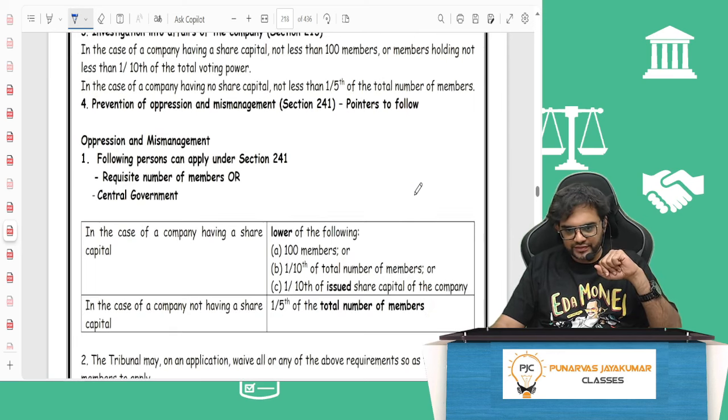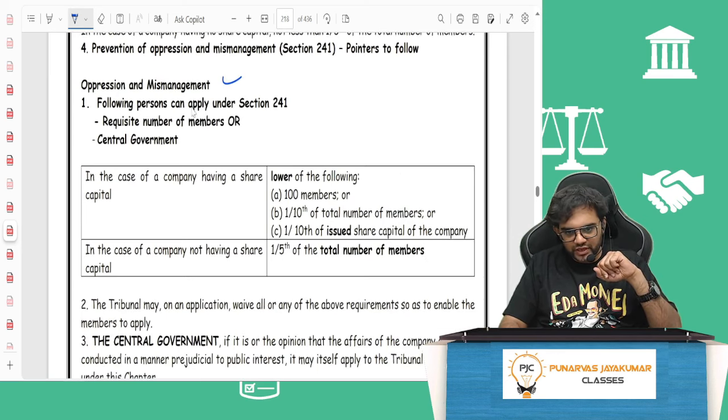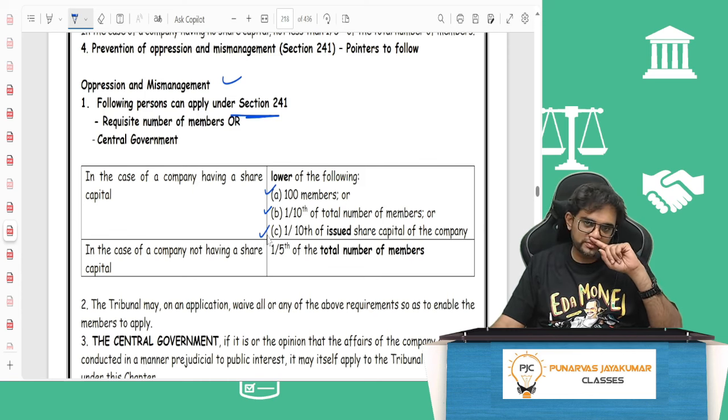First of all, page number 213. Oppression and mismanagement. Following persons can apply: lower of 100 members or 1/10 of total number of members or 1/10 of issued capital. Members will include everything. One member also can do. Right? One member is also fine.